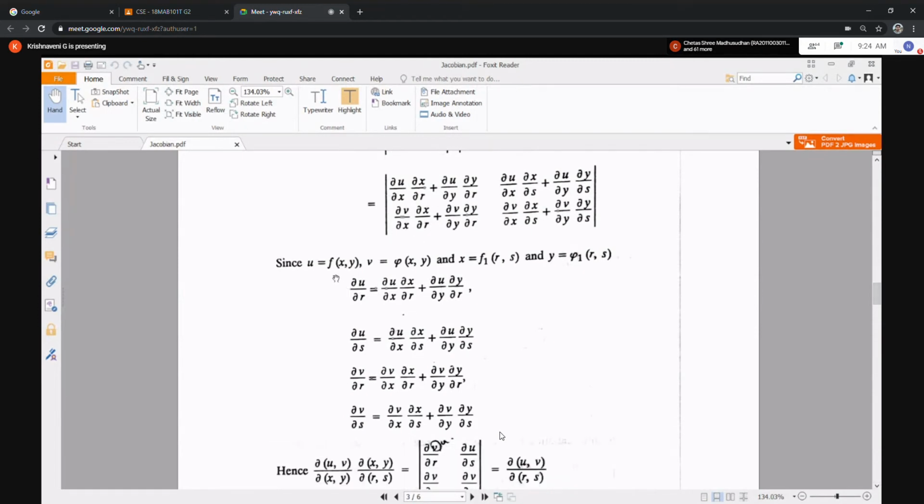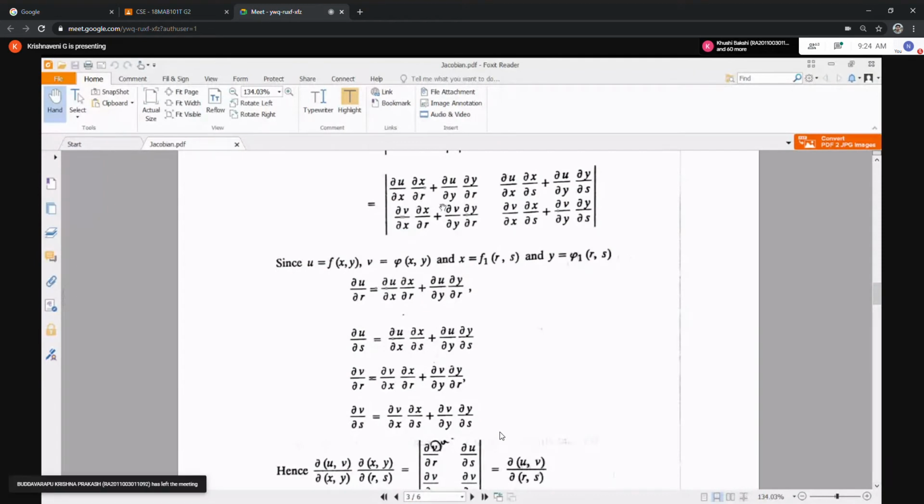First differentiate with respect to r. Okay, ∂u/∂r equals ∂u/∂x into ∂x/∂r. In the previous property, we differentiated with respect to u and v. Here it is r and s, otherwise everything will be the same. Differentiate with respect to r first, and then s, for the first equation, and then take the second equation and differentiate with respect to r. Yes, we are getting 4 equations.